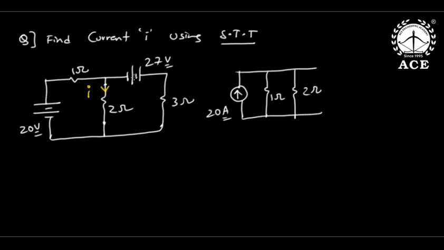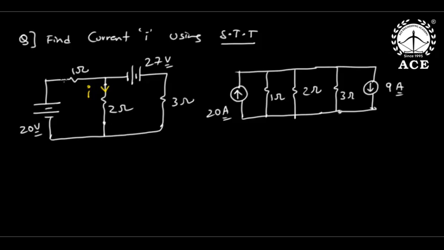Similarly, here 27 volts is in series with 3 ohms. It becomes a current source in parallel with 3 ohms. But what is the value of current? I is V by R. 27 by 3 is how much? 9 amperes. And this current is going down.